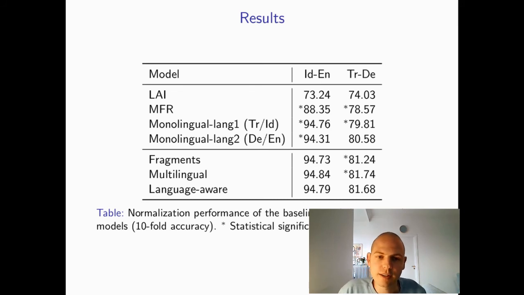Then, if you look at our proposed models, we can see that the differences for Indonesian-English are relatively small. This also has to do with the fact that in the Indonesian-English dataset, there are many very frequent replacements, which are easy to find, and then the leftover 5% are very difficult to find. So all the differences in the table are relatively small. For the Turkish-German dataset, however, we see some significant improvements. Already when we use the fragment-based model, we significantly improve upon the monolingual baselines. But the other models also improve significantly over the monolingual baselines, and the multilingual model, as well as the language-aware model, is significantly better than the fragment model.